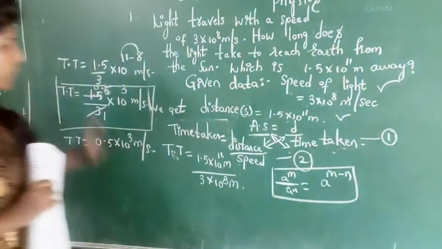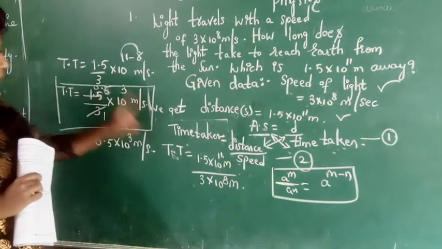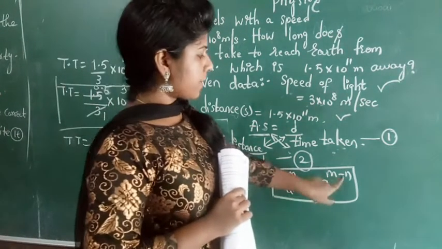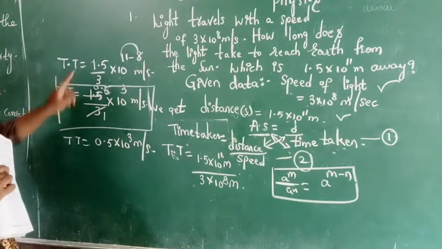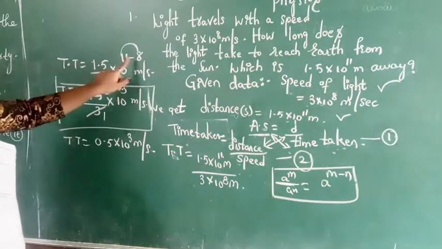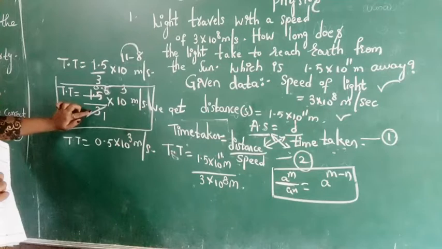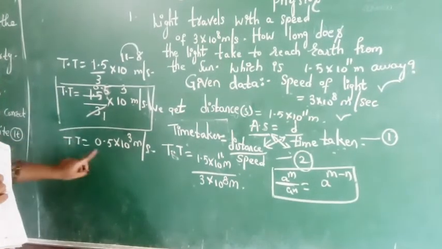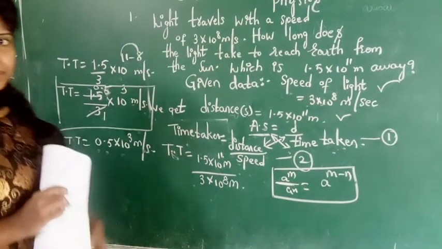So now do the cross multiplication here. Time taken is equal to 1.5 by 3 into, but it is in the form of a power m divided by a power n is equal to a power m minus n. So 10 power 11 minus 8. 11 minus 8, how much? 3. So cancellation: 3 ones are 3, 3 fives are 15, so 0.5. Time taken is equal to 0.5 into 10 cube seconds. Is it clear, everyone?